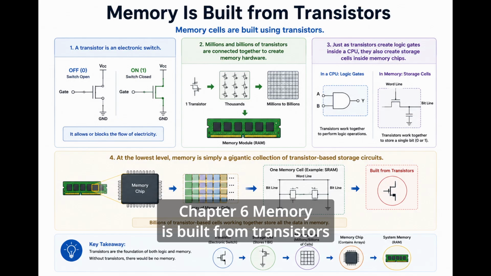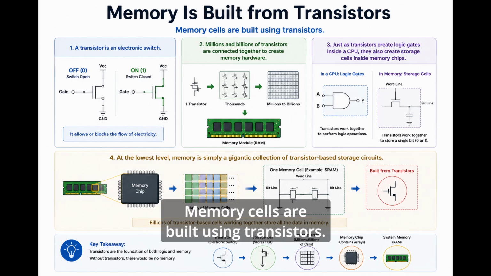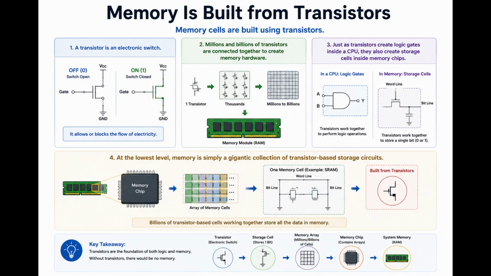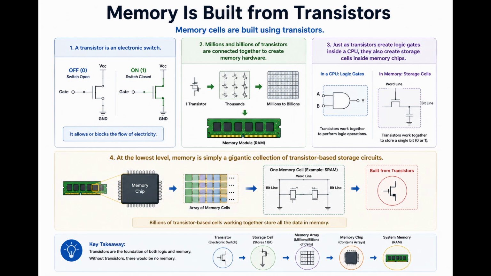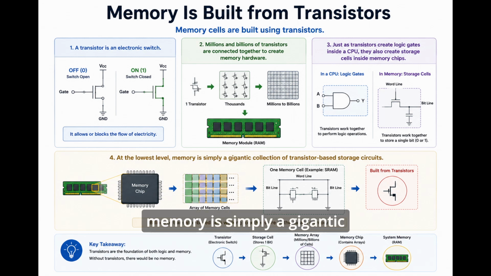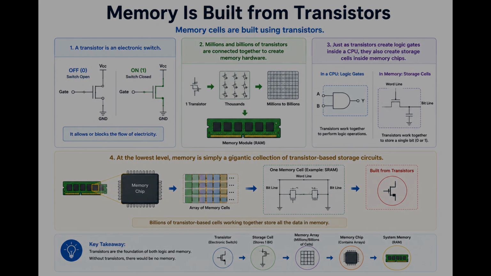Chapter 6 Memory is built from transistors. Memory cells are built using transistors. A transistor is an electronic switch. Millions and billions of transistors are connected together to create memory hardware. Just as transistors create logic gates inside a CPU, they also create storage cells inside memory chips. At the lowest level, memory is simply a gigantic collection of transistor-based storage circuits.